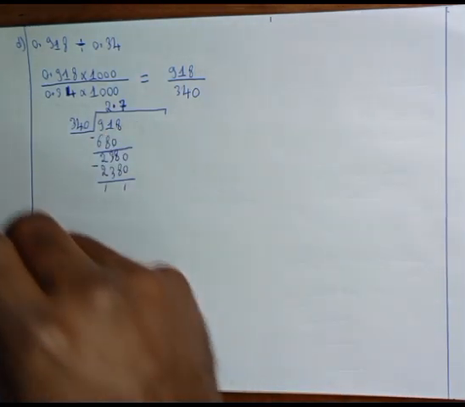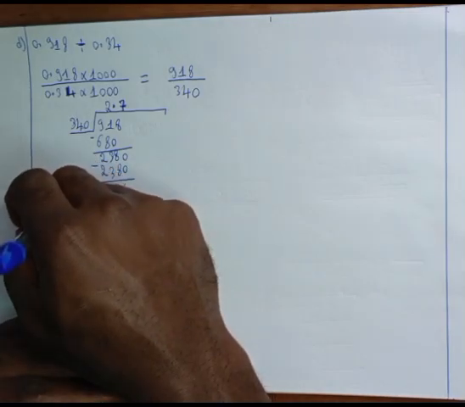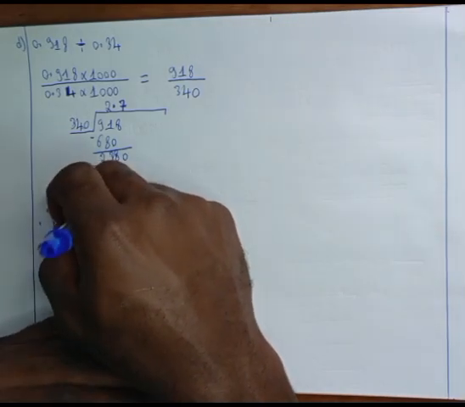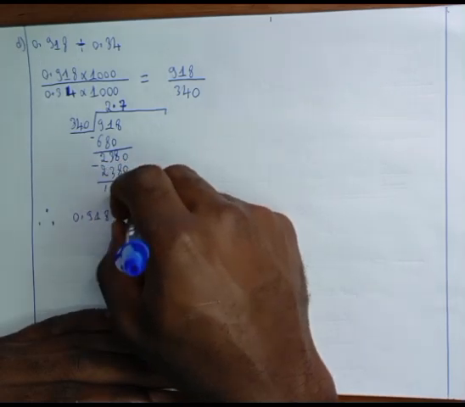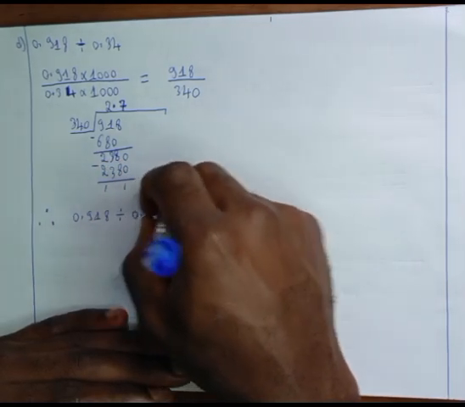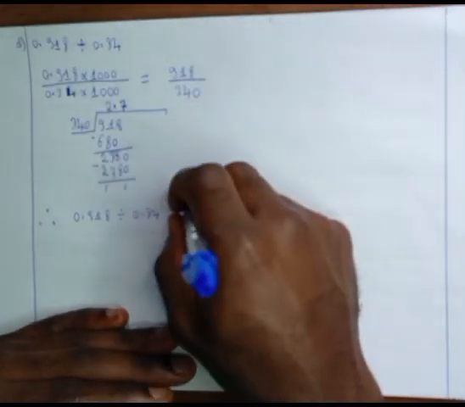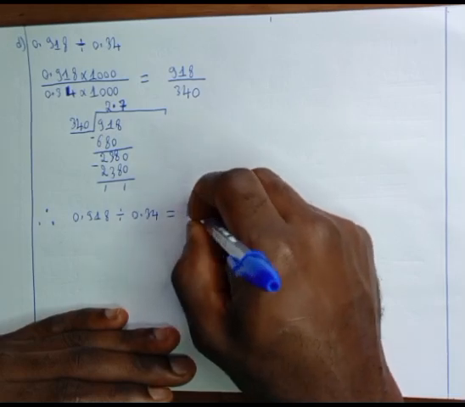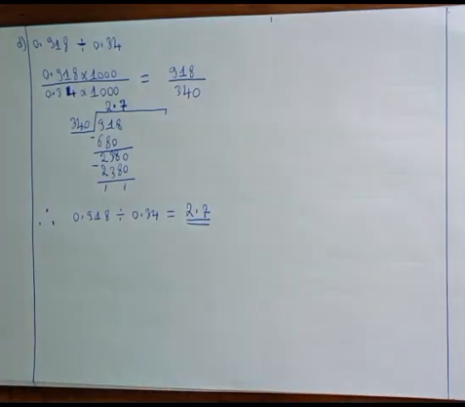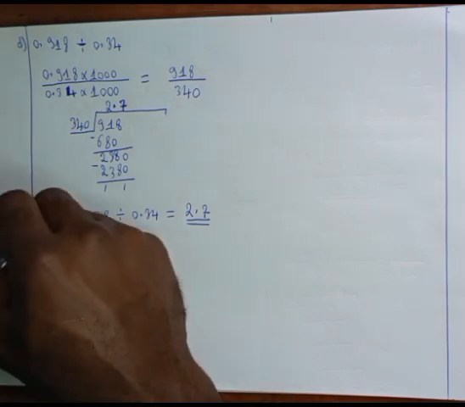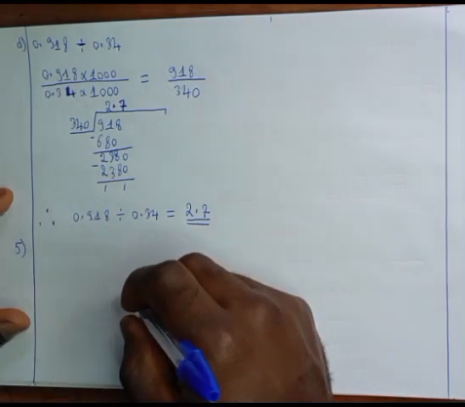Then we are going to conclude, therefore 0.918 divided by 0.34 is simply equal to 2.7. That's the answer. We move now to the last question, which is question 5. It says evaluate the following.